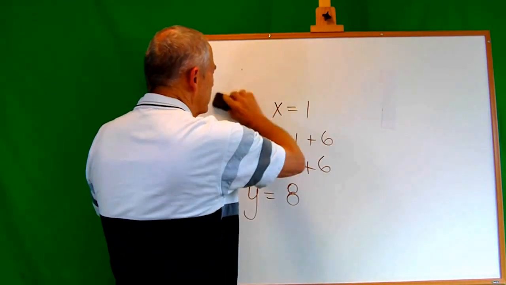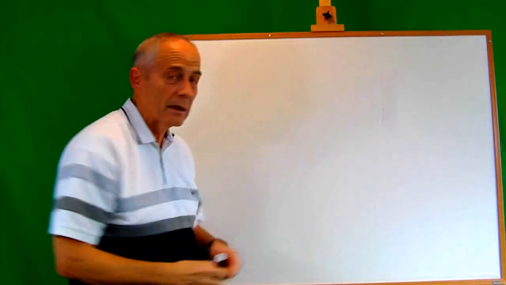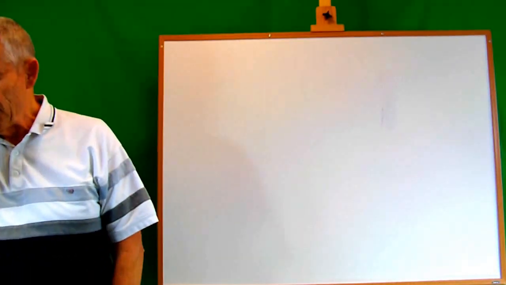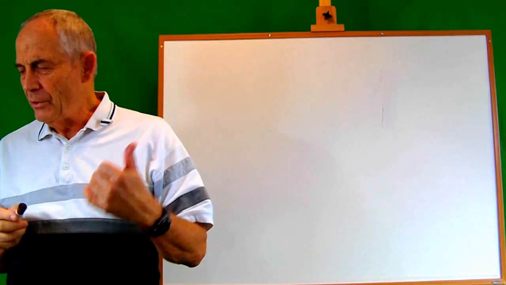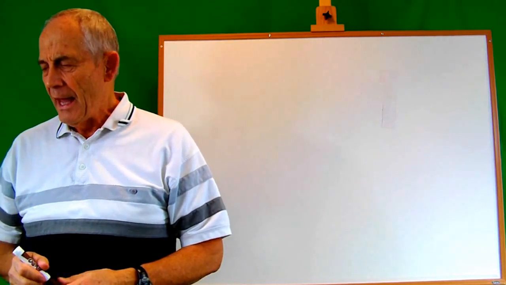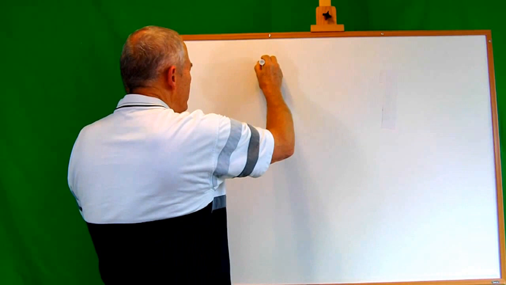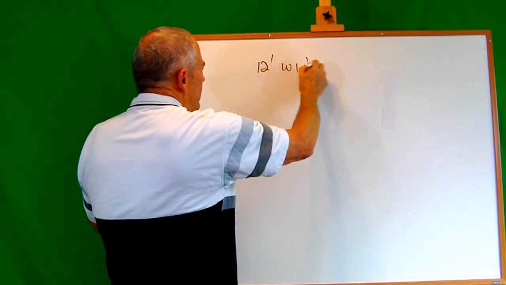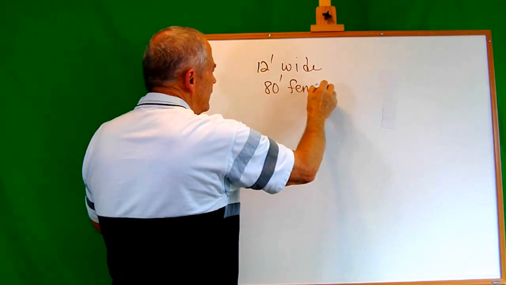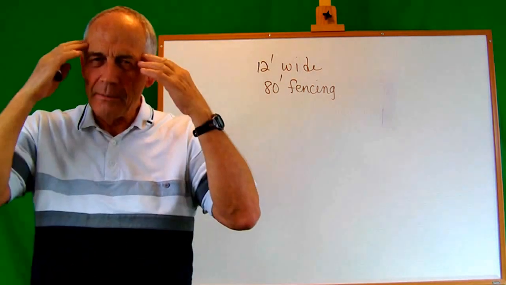Now, there are a lot of different situations where I might run into something like that, in some very practical way. Let's say that I'm going to build a livestock pen. Maybe you're in 4-H and you're going to have some animals, and you've got an area you want to put a pen in, and it has a width. You've got a spot that's 12 feet wide, and you've got 80 feet of fencing. Okay? So you think about the idea here.